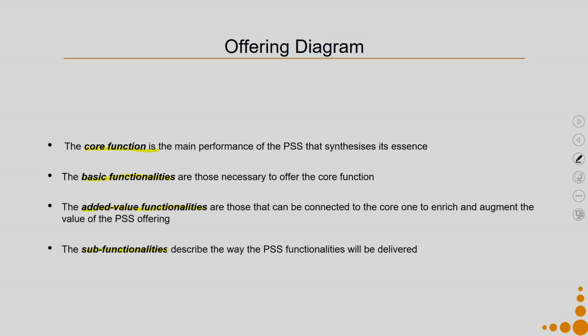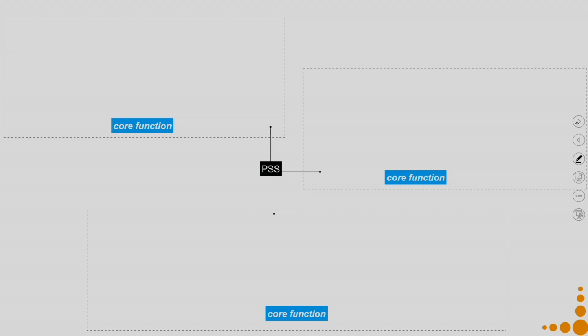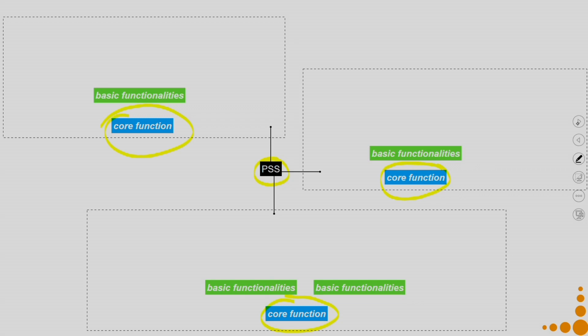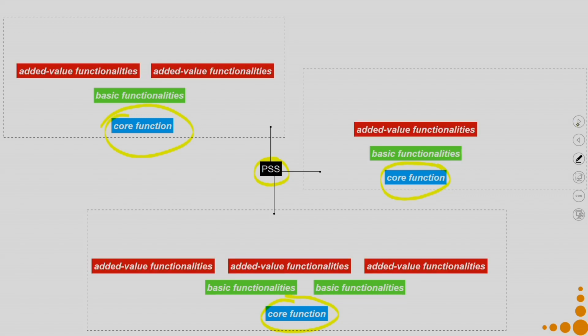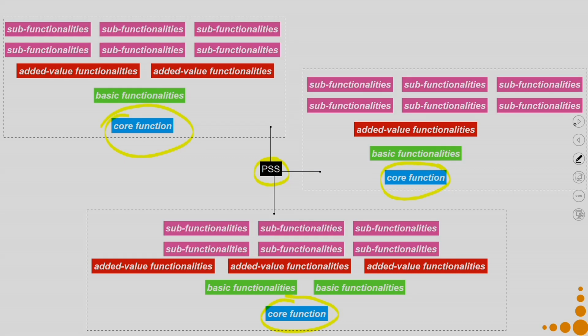So, let us see how we draw an offering diagram. Say for example, you have your PSS, you will write down what PSS you are talking about. Then you will identify the core functionalities. So, say in this diagram I have 3 core functionalities. Then I will identify the basic functionalities. You might have 1 basic functionality, 2 basic functionalities or more per core functionality. Then I will add the added value functionalities and finally the sub functionalities.